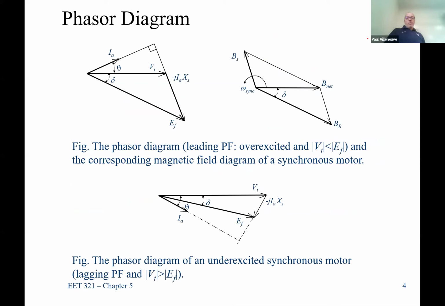Here are some cases where we have synchronous motor operation, and you can see EF is always below the terminal voltage of the machine. So delta here is negative, but this is a leading power factor. Why is it leading power factor? Because the current leads the voltage. And what we see is IF is really long, isn't it? Much longer in magnitude than here.